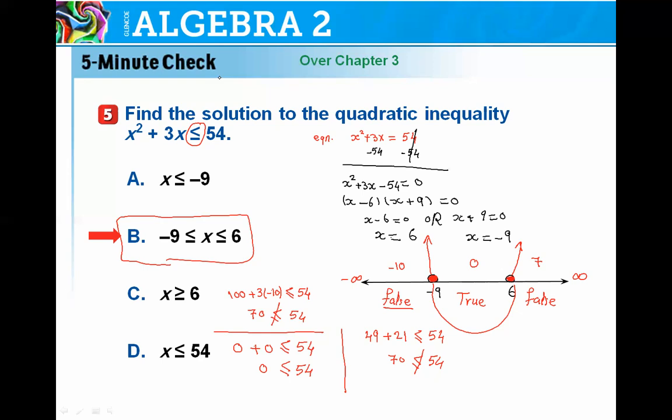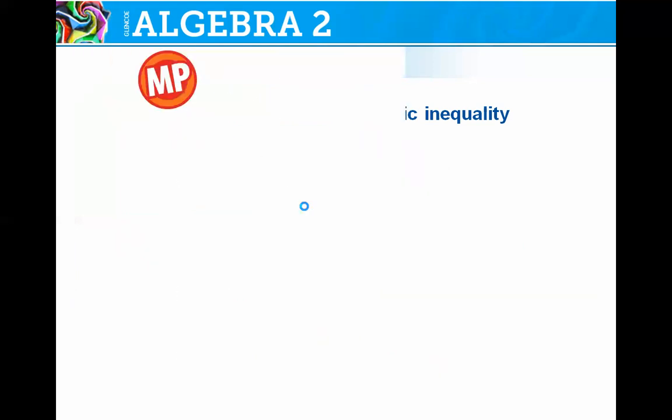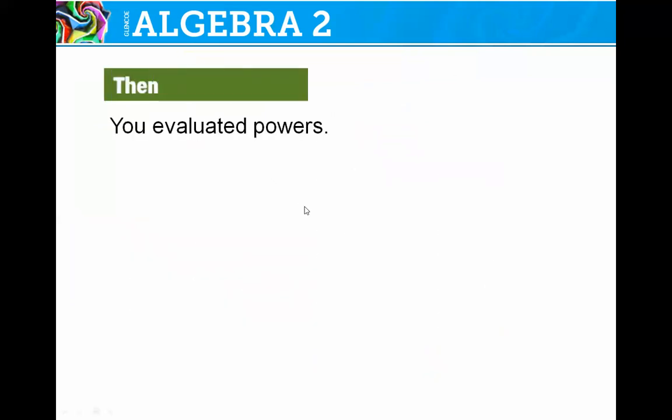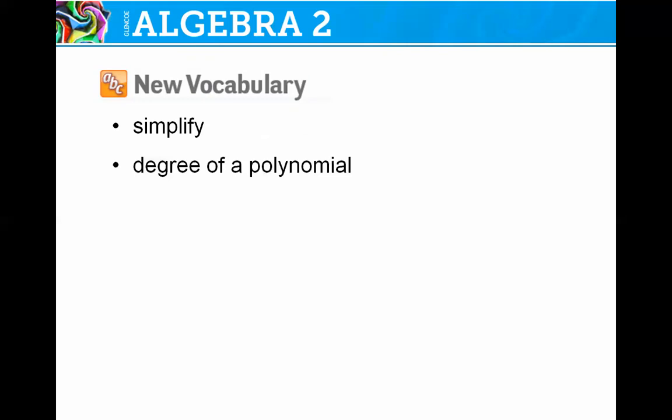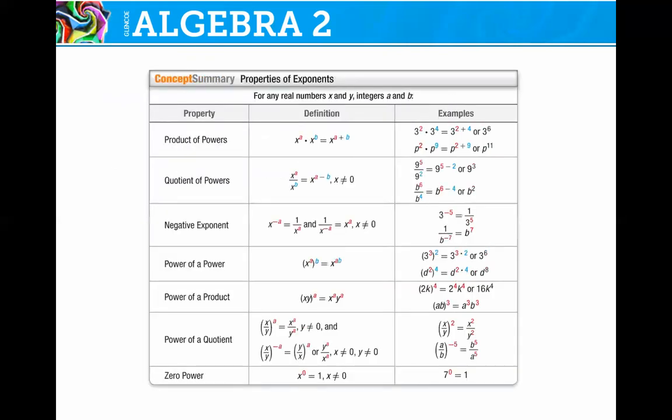Our lesson, the first lesson in chapter 4, 4.1, is talking about operations on polynomials. First, we have a new vocab. Saud, can you read the new vocab, please? Simplify. Yes. Degree of a polynomial. Yes.